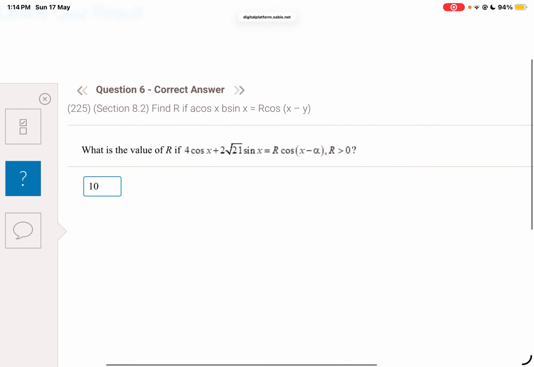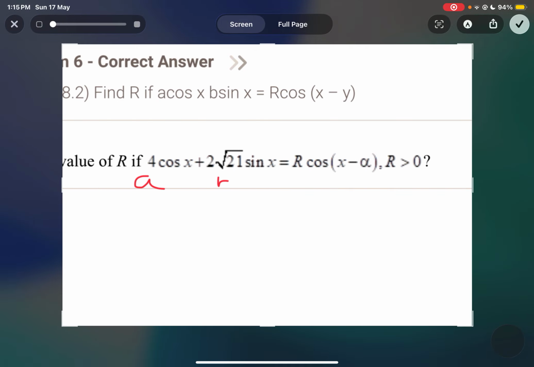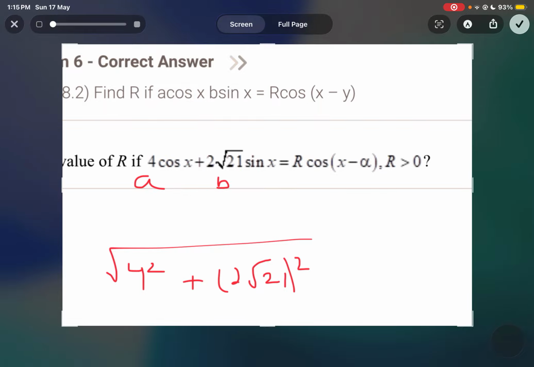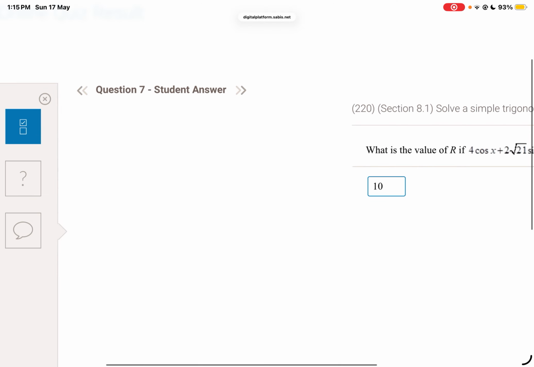Okay, here you know the value of r is, you just take here this is a, this is b of cosine and cosine and sine. You just do the radical of 4 squared plus 2 radical 21 all squared, and you get 10, and that's your final answer, 10. Very easy. Question number 7.